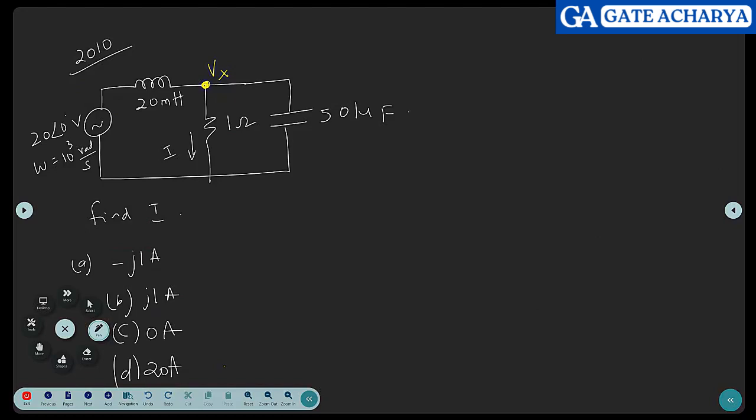We have been writing KCL for DC sources in the morning and only for resistors. Now we are doing it for an AC source and an inductor and capacitor. That's the only difference. Morning session only DC, now AC. XL means j omega L. XC means 1 by j omega C.